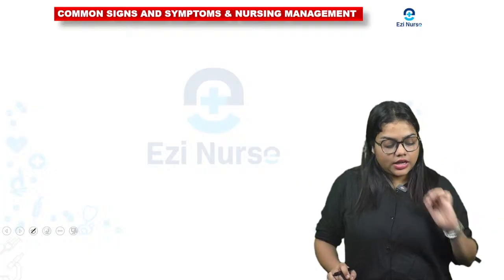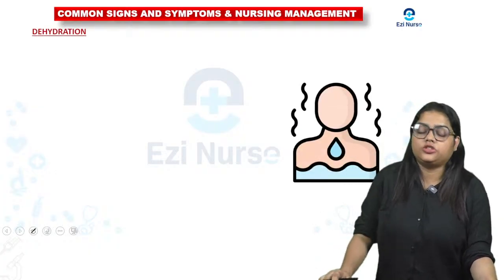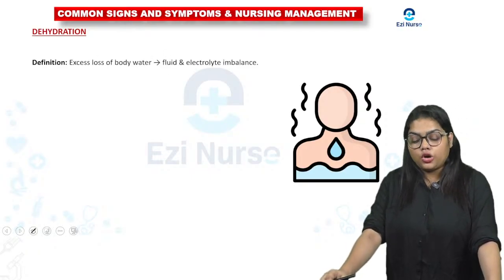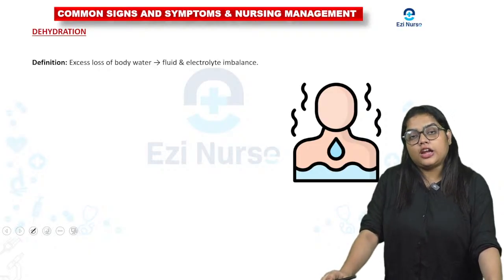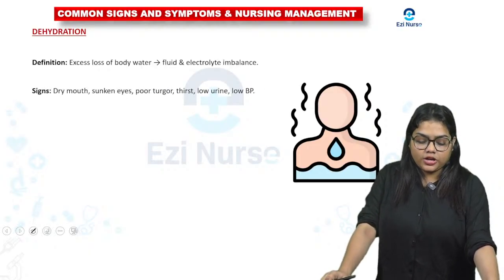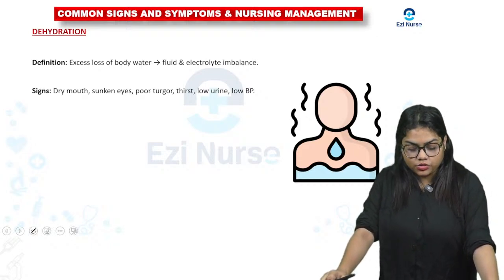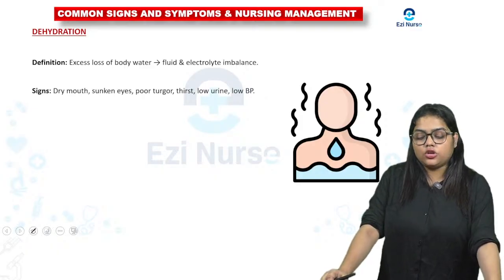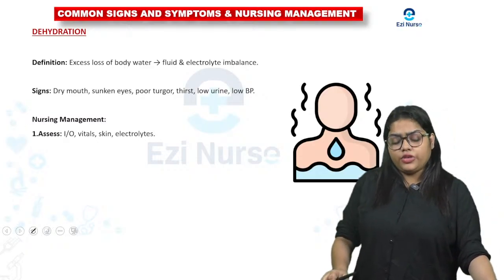The next one is dehydration. So what is dehydration? Dehydration is excessive loss of water from the body, or fluid and electrolyte imbalance in the body. So what are the signs we can see for dehydration? Dry mouth, sunken eyes, poor turgor, thirst, low urine and low blood pressure. So as a nurse, how can we manage it?